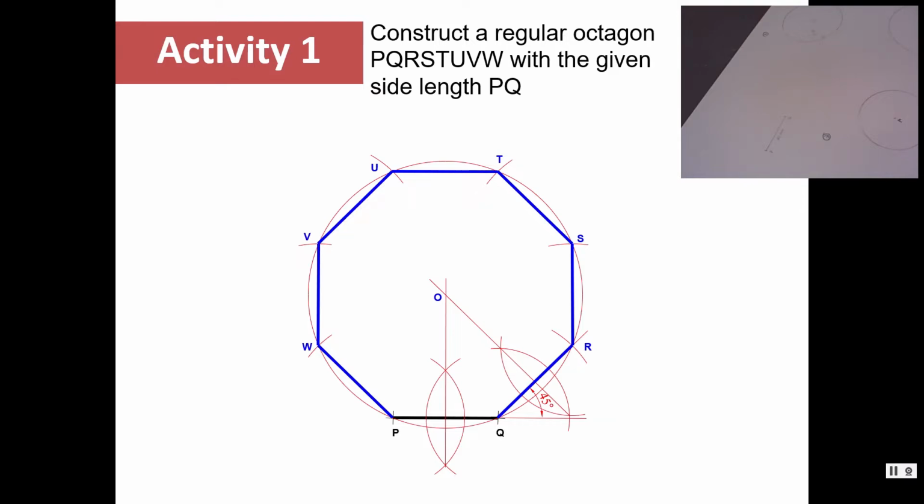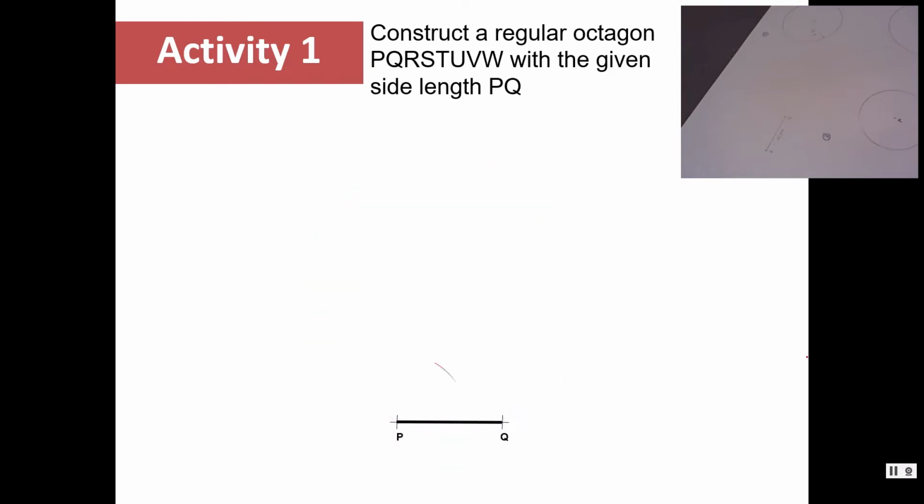For this one, the distance between P and Q is not stated, so we can just fix this. It's up to you. For me, in my case, I'm just going to put 30 mm. So let's just watch how the construction will be done.